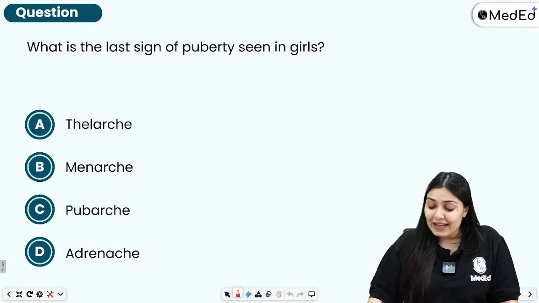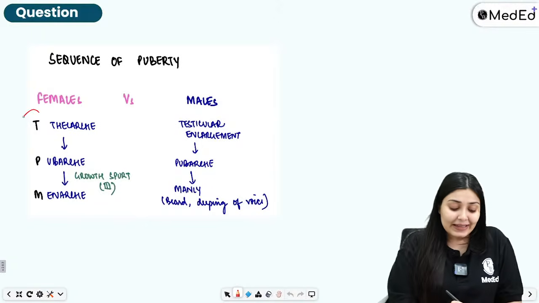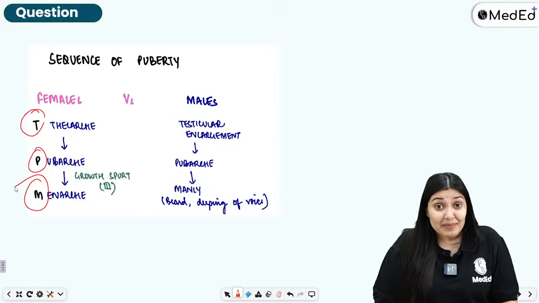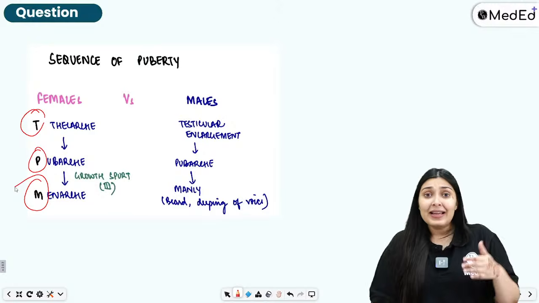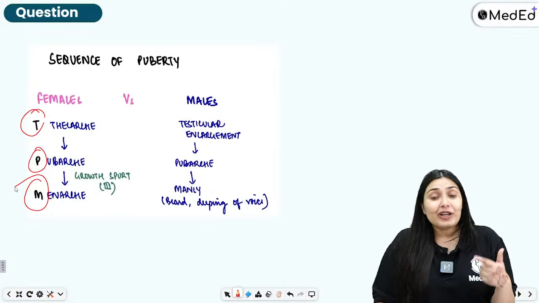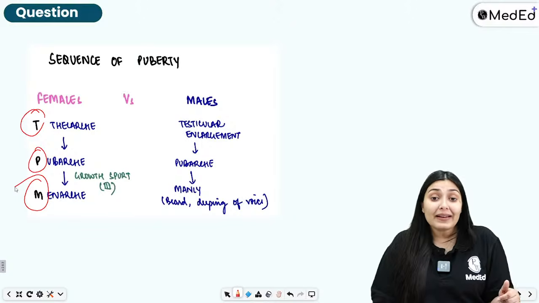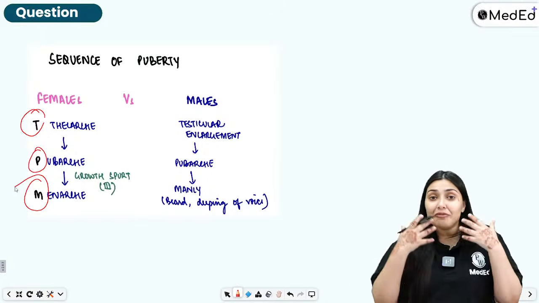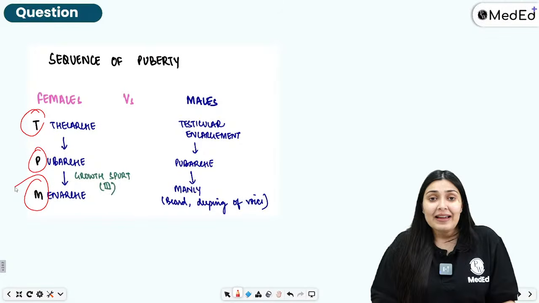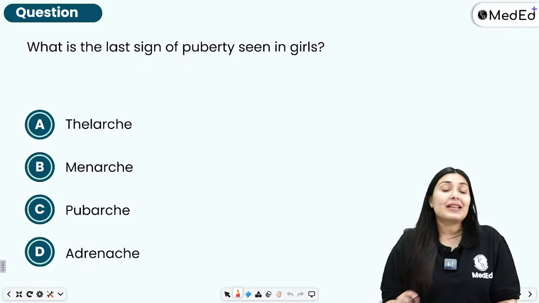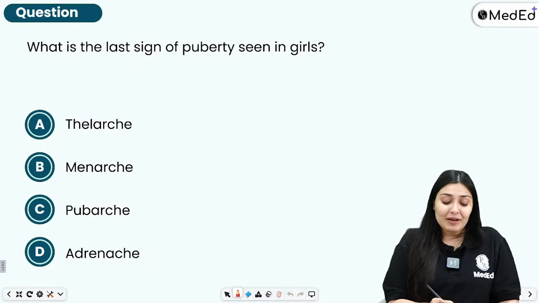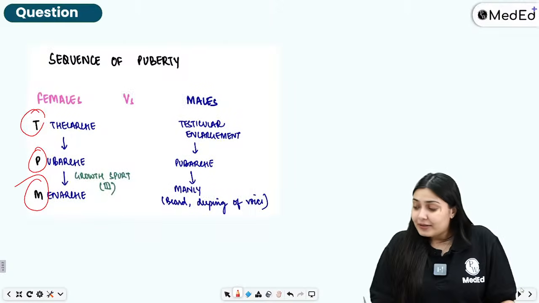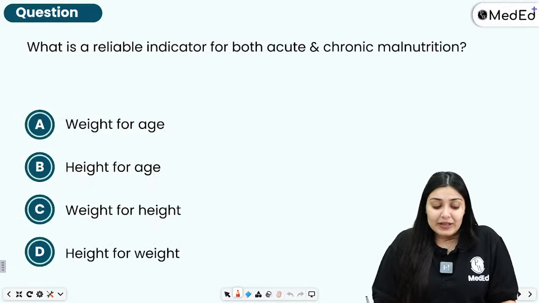Yes, Lakshman, TPM. You remember the sequence as TPM. T is thelarche, P is pubarche, M is menarche. And same goes for males, the same mnemonic, TPM. T is for testicular enlargement, P is for pubarche, and M is for manly, that the boy will turn manly, that means will have beard, facial hair, deepening of the voice. So here they were asking about the last sign of puberty. By the sequence TPM, menarche would be the correct answer over here. Let's move to the next question.